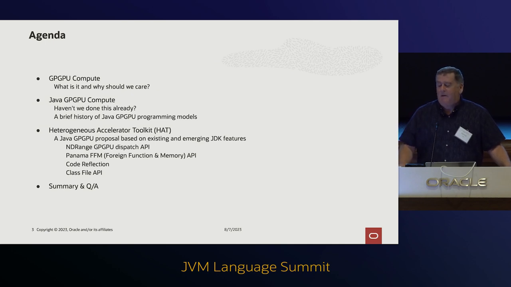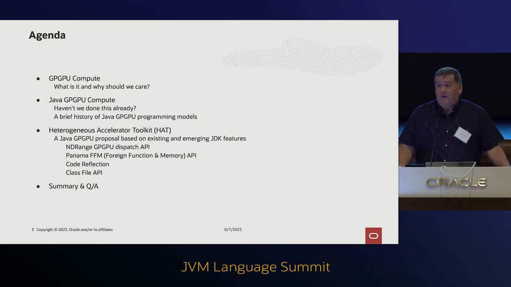This particular proposal is going to look at an ND-range proposal, which is very much like GPU use at the moment. We're going to lean on Panama a lot. In fact, I came to Panama for the fact that it was a better JNI, but I stayed for the data layouts. The data layouts are very, very useful in this particular domain.